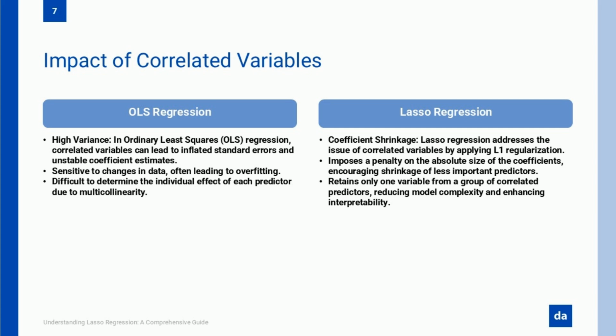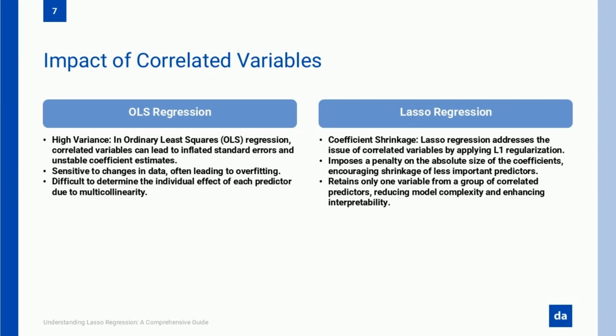With traditional regression methods like OLS, this leads to inflated coefficients, meaning the importance of those variables gets exaggerated. The model struggles because it tries to balance both variables, and that creates uncertainty in the predictions. This is bad because we want our models to be clear, stable, and interpretable.